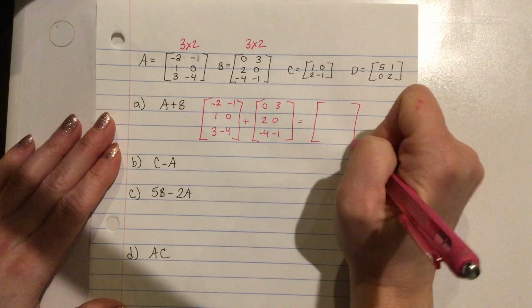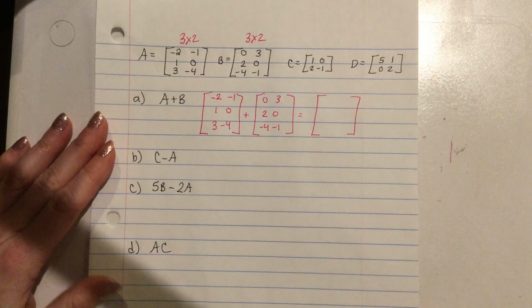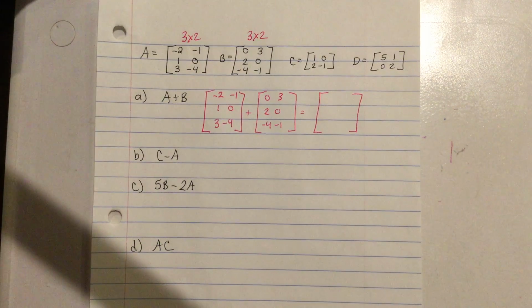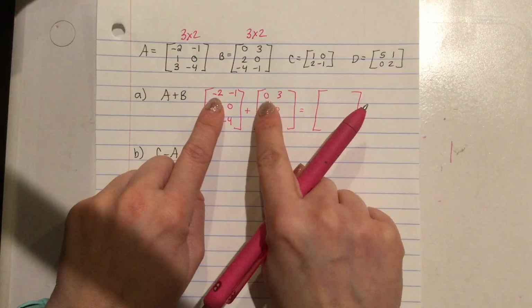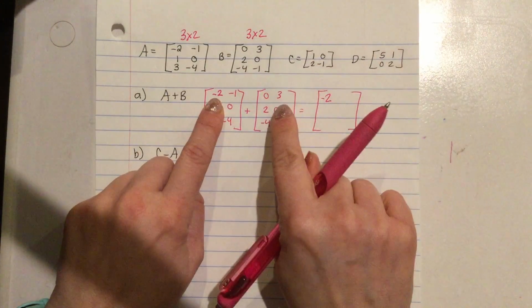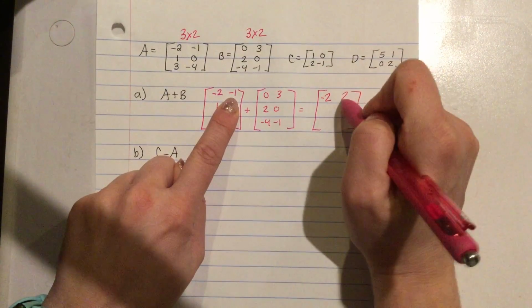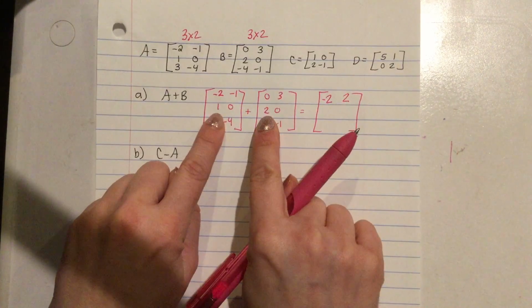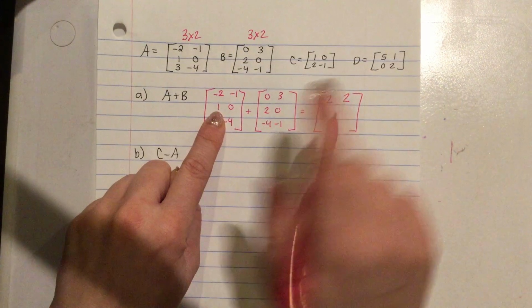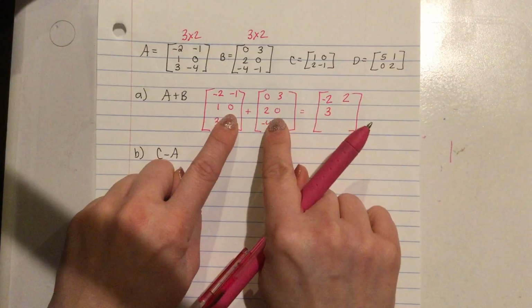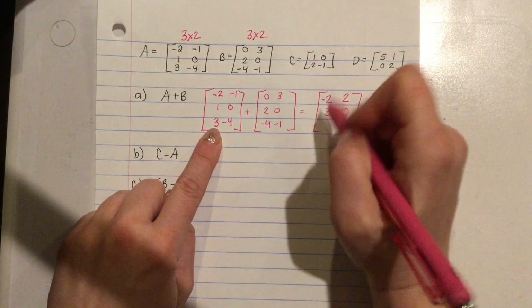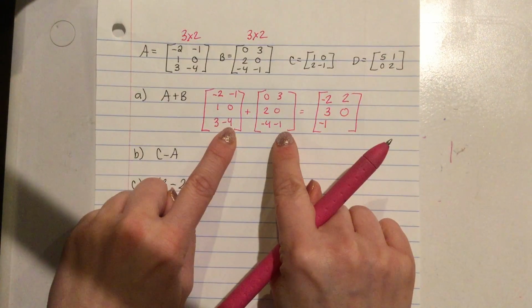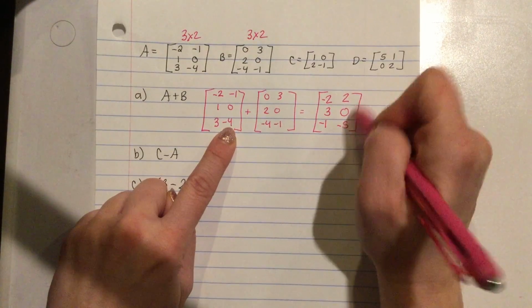When you are adding or subtracting matrices, you just add or subtract the numbers that are in the same location. So on the top row, the first number, -2 plus 0 is -2. -1 plus 3, that's +2. Go to the second row. 1 plus 2 is 3. 0 plus 0 is 0. Go to the bottom row. 3 plus a -4 is -1. -4 plus a -1 is -5.